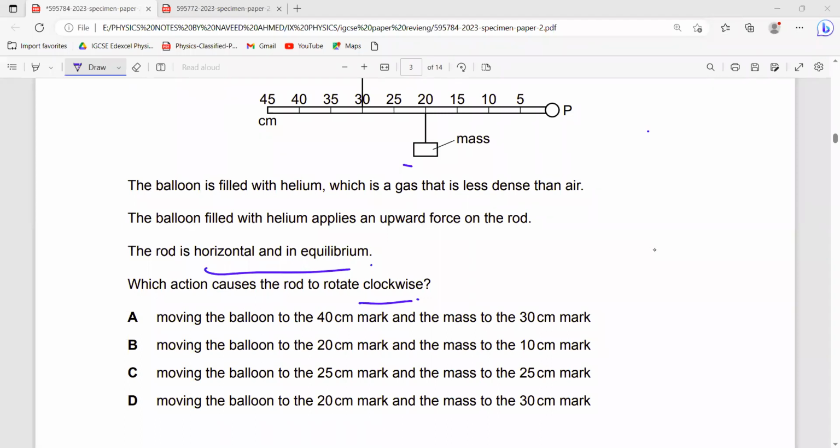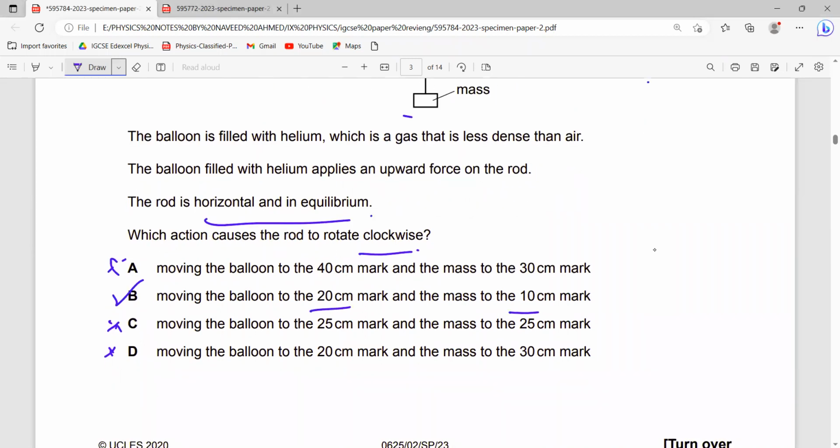C and D are not possible because they produce a counterclockwise moment. A also produces a counterclockwise moment, but B produces the clockwise moment. As we have seen in the solution, the moment produced by the balloon at 20 centimeter will be greater than the moment produced by the mass at 10 centimeter. So we have to find the clockwise moment. Okay, the right option is B.